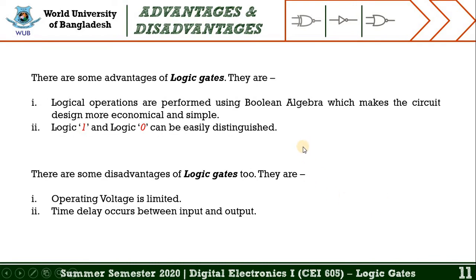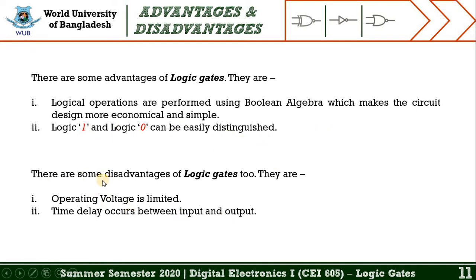Now, time to learn some advantages as well as disadvantages of logic gates. So let's start with the advantages. Number 1, logical operations are performed using Boolean algebra, which makes the circuit design more economical and simple. Next one, logic 1 and logic 0 can be easily distinguished.